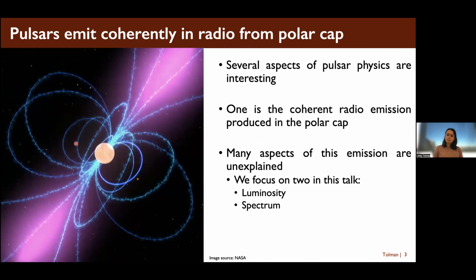There are several aspects of pulsar physics that are interesting, and the one we're going to talk about today is the coherent radio emission that's produced in the polar cap. On the left side of this slide is an artist's depiction of a pulsar, where at the center in orange you have a neutron star, and in blue you have magnetic field lines that trace out the pulsar magnetosphere. In the polar regions of this magnetosphere, there's a light purple glow. This is meant to represent the radio emission that occurs in the polar cap. Many aspects of this emission are unexplained, and in this talk we're going to focus on two: one is the luminosity of the emission, and one is its spectrum.